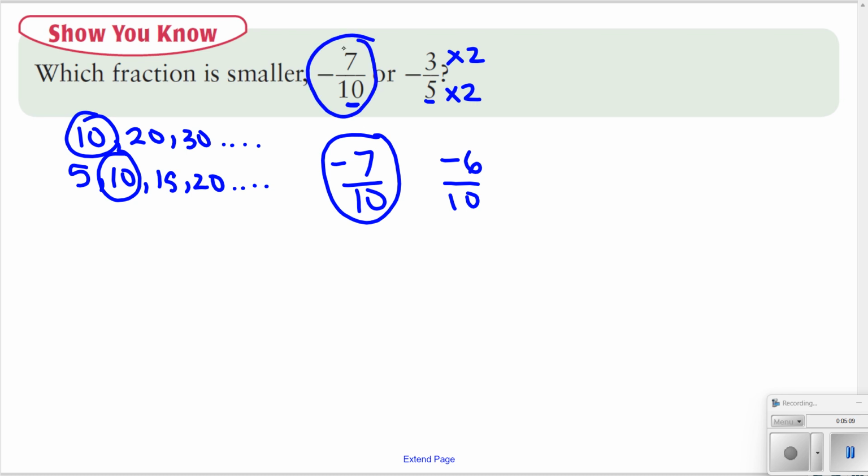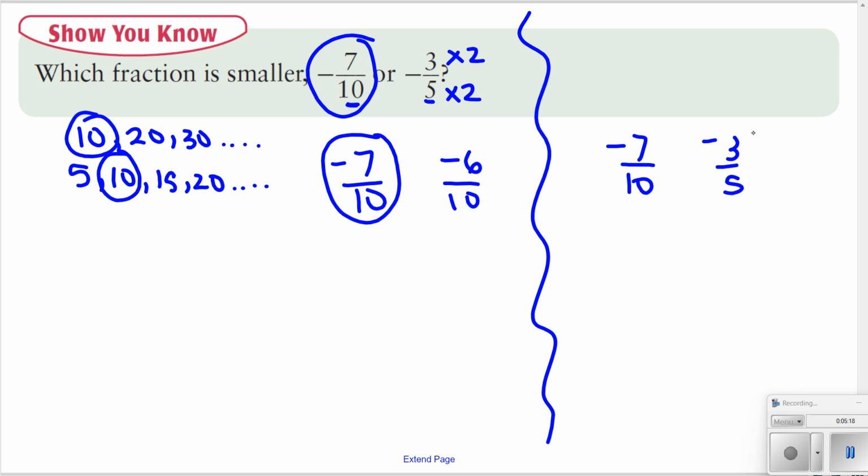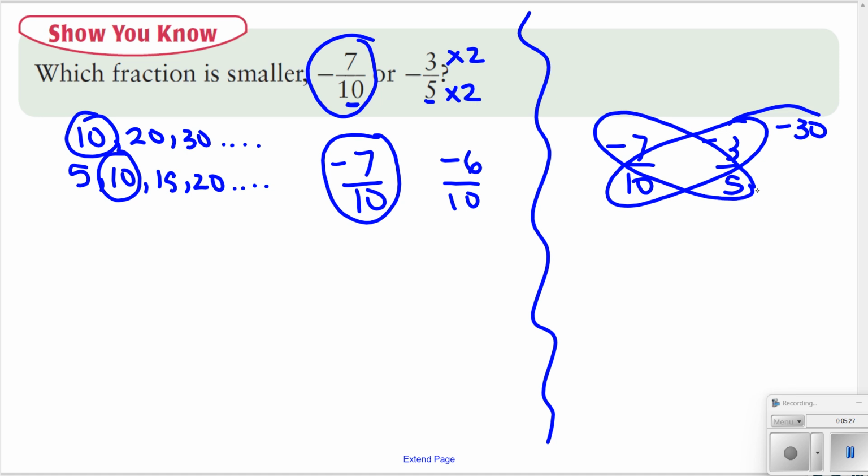So which is the smaller fraction? Negative 7 over 10. Now, what if you did the butterfly method? Let's just look at that one and see how that would look. So negative 7 over 10, negative 3 over 5. So we're going to go here, and 10 times negative 3 is negative 30. And then here, negative 7 times 5 is negative 35. So which one's a smaller number, negative 35 or negative 30? Negative 35 is, and that's on this side. So I know that this one here is smaller.